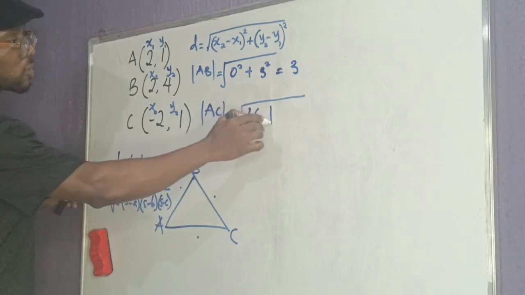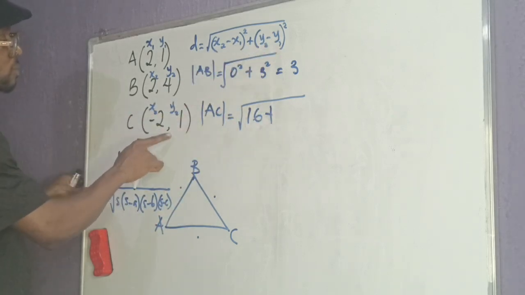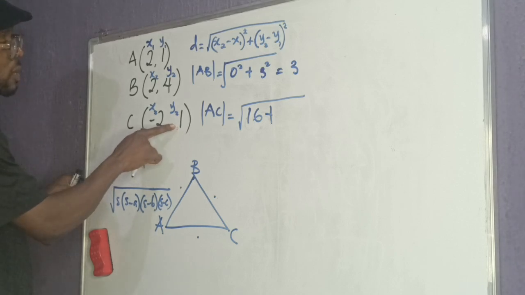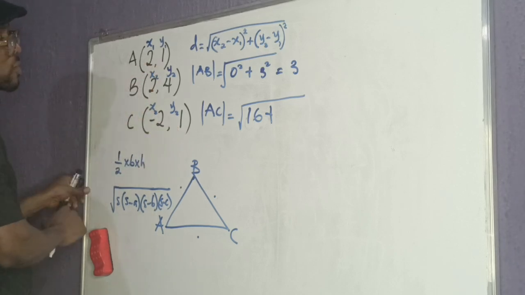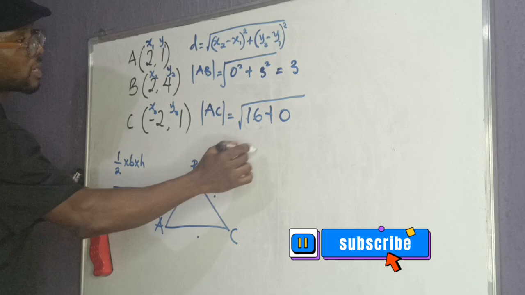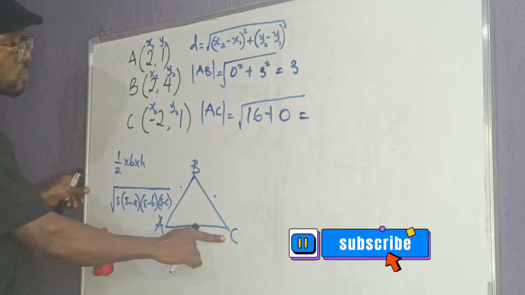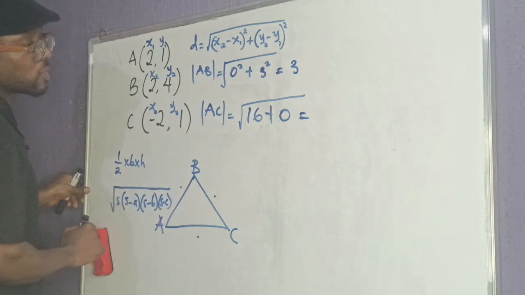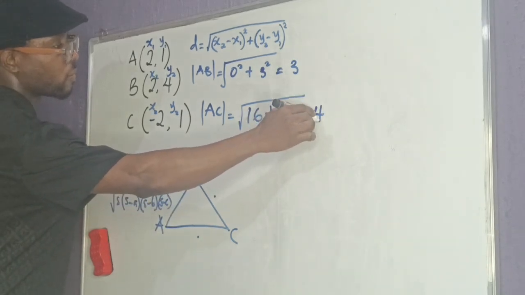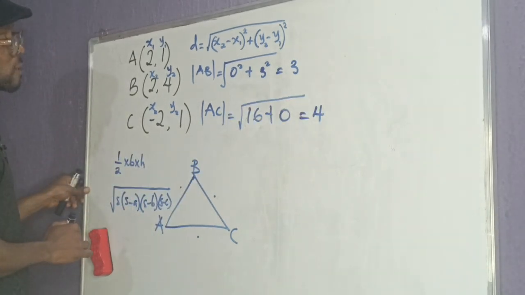Plus, we go y2 minus y1. Y2 here is 1. And 1 minus 1 will give us 0. So we have 0 here. At the end of the day, the length of the side AC would be the root of 16, right? And this gives us 4. Does this make sense to us?